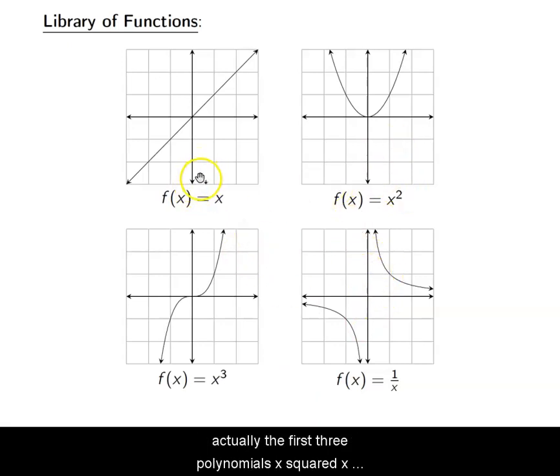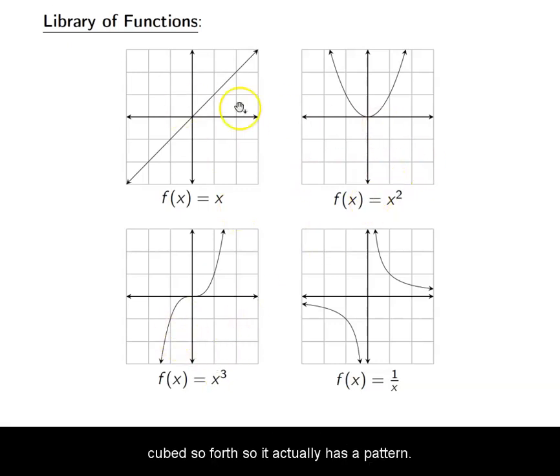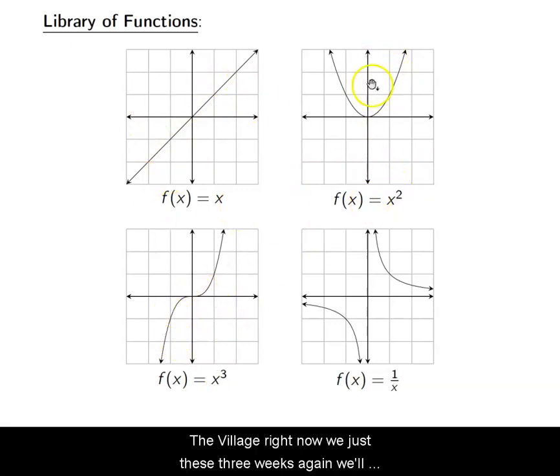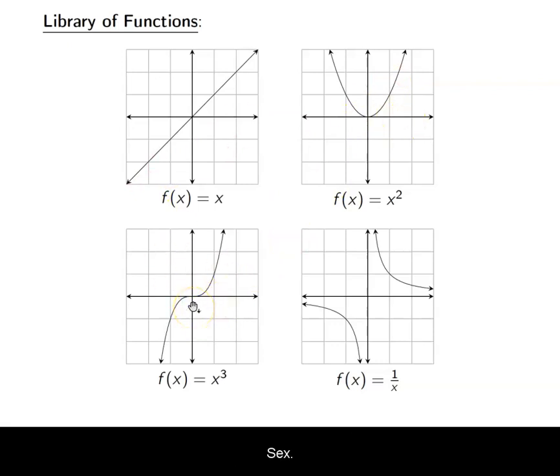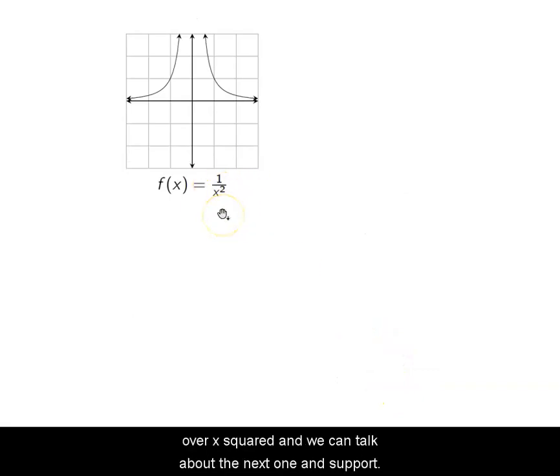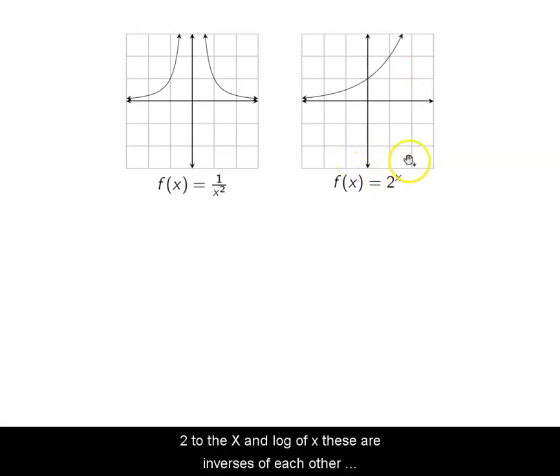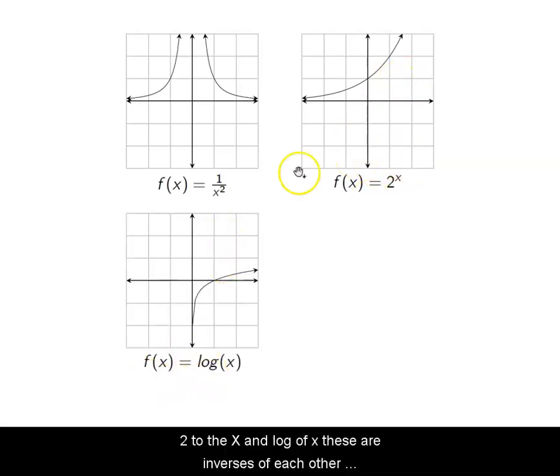Here you see we have the first 3 polynomials, x, x squared, x cubed, and so forth. So there's a pattern being developed right now with just these 3, which again we'll talk about more in the section for polynomials. And here we're starting to look at the pattern for what happens for 1 over some power of x, right? We have 1 over x, then 1 over x squared, and then we could talk about the next one and so forth, okay? 2 to the x and log of x, these are inverses of each other, which we'll cover later on in chapter 1 as well.